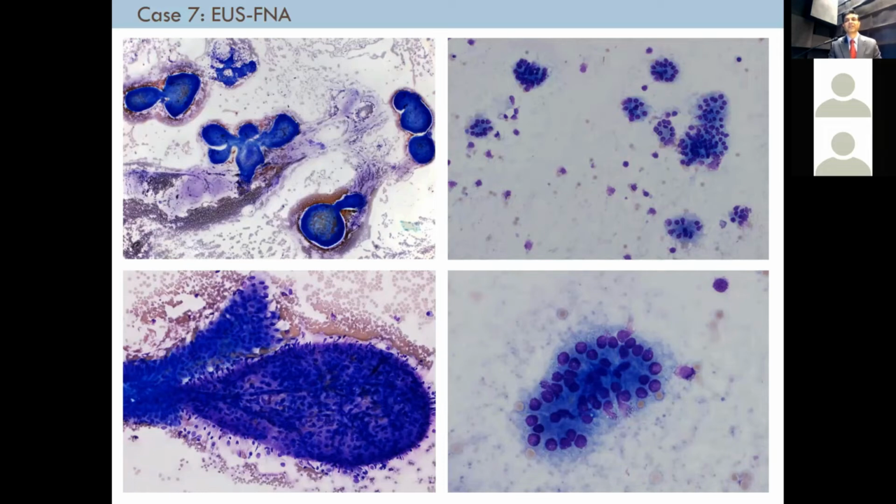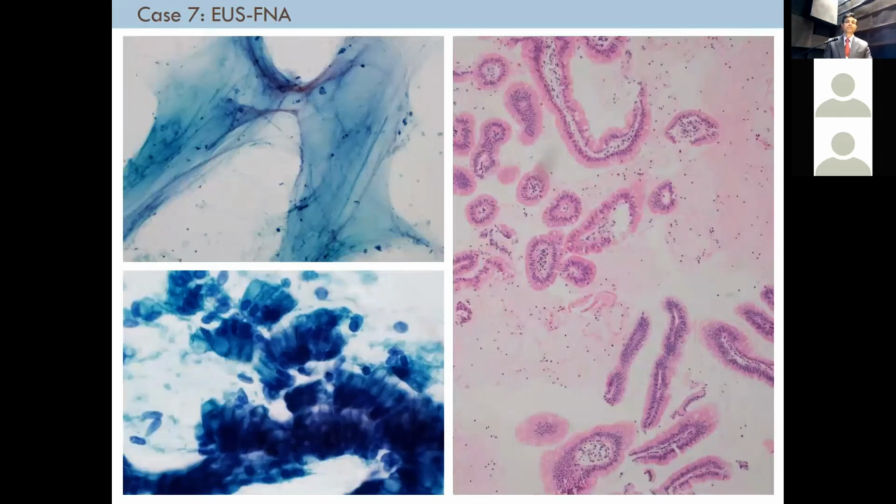Also seen were these round bud-like cohesive epithelial groups that were composed of rather bland appearing cells with abundant cytoplasm and no significant nuclear atypia. The Pap stain smears show this characteristic thick, paint-like mucin and strips of mucinous epithelium with basally located nuclei.